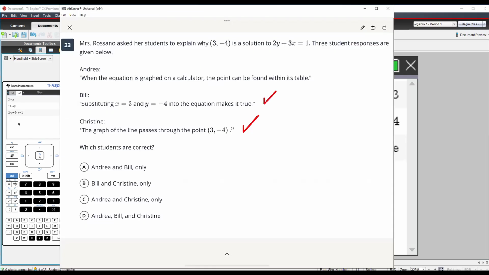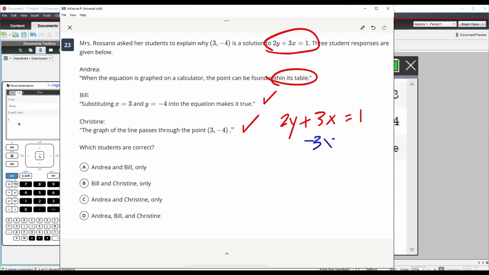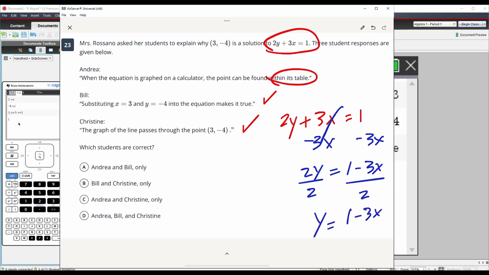Now, in order to see if it's in the table, we have to convert this equation to a function. This is how we do it. We're going to get y by itself. So it's 2y + 3x = 1. Subtract 3x from both sides, so we have 2y = 1 - 3x. Then you just divide both sides by 2. So our equation is y = (1 - 3x)/2. Now we can make this into a function, so now we can graph it.